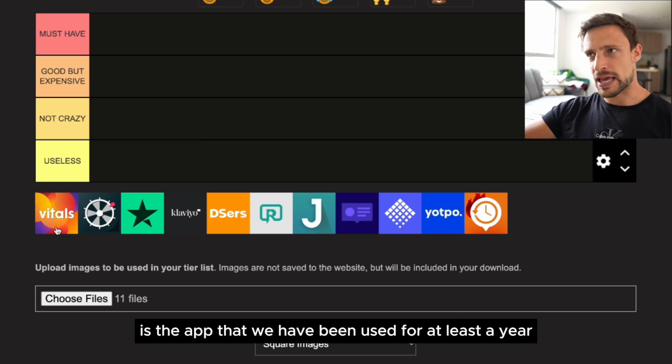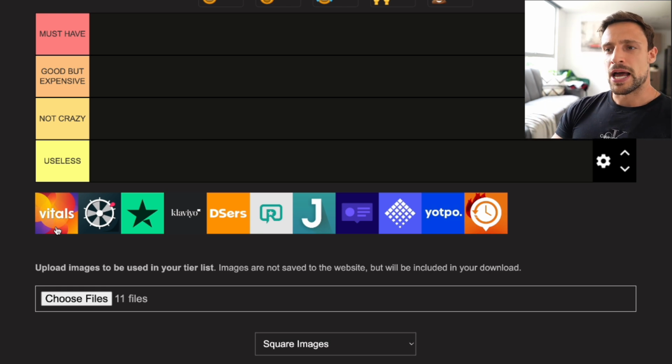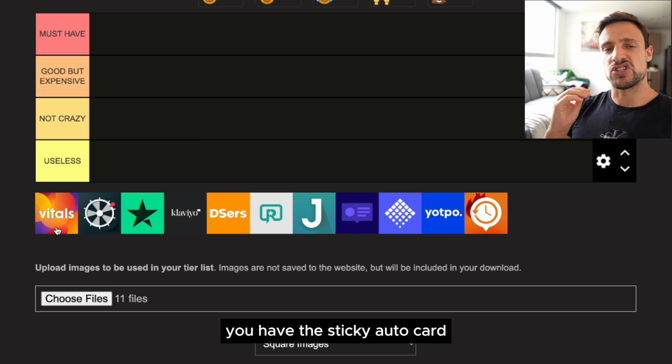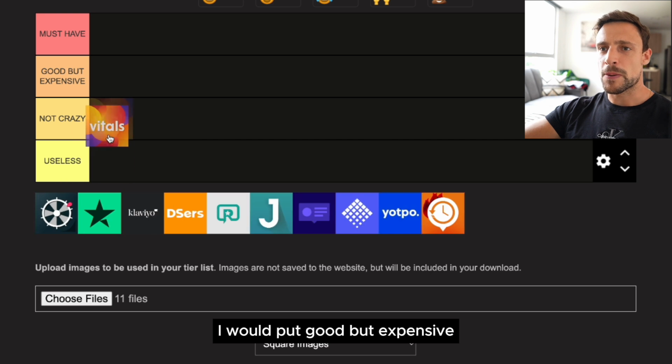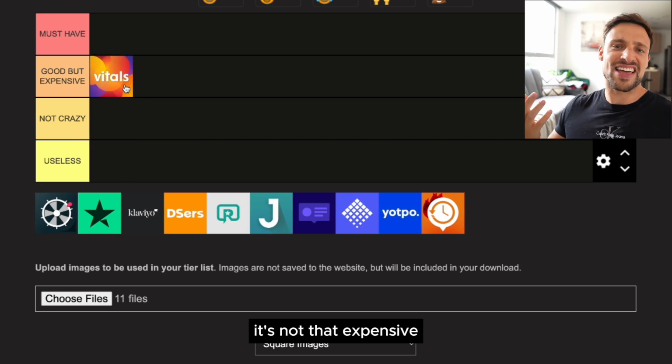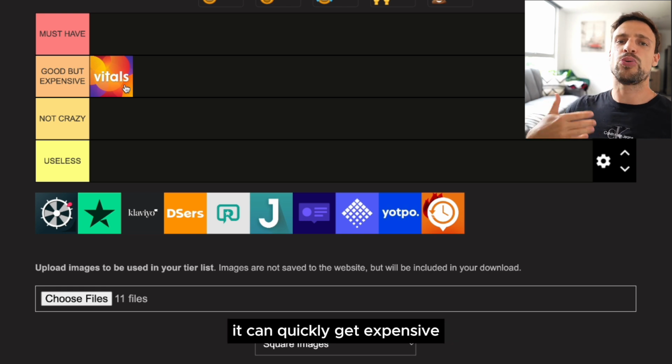Vitals app is the app that we have been using for at least a year, around 2019, 2020. It's an all-in-one app. You have the sticky add to cart, you have some urgency, scarcity, stuff like this. I would put it in good but expensive. It's not that expensive, but if you combine all the different widgets, it can quickly get expensive.